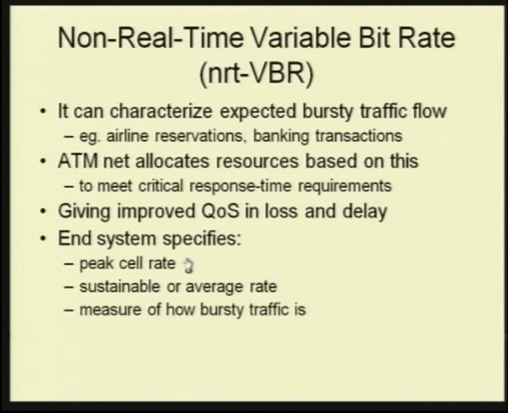The end system will typically specify the peak cell rate, sustainable or average rate, and a measure of how bursty the traffic is. So, remember we just talked about these different parameters. Like this, you will have parameters specified for each service category, okay, and based on that you specify what kind of services are required.